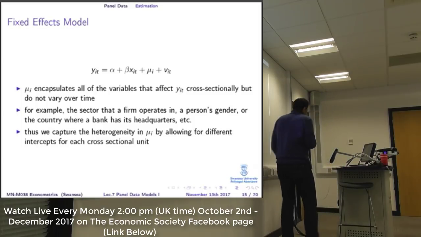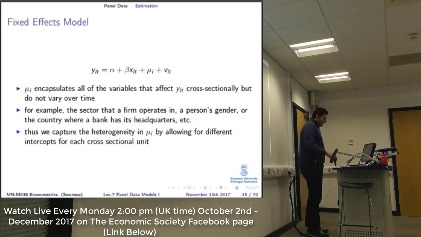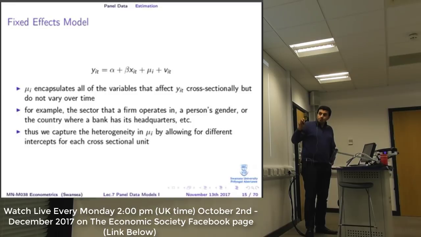So they are constant, but by definition, these will be for each one of the cross-section units we have. In my example, I'm looking at countries. You could be looking at firms. You could be looking at individuals. So it doesn't matter what sort of units you're looking at.